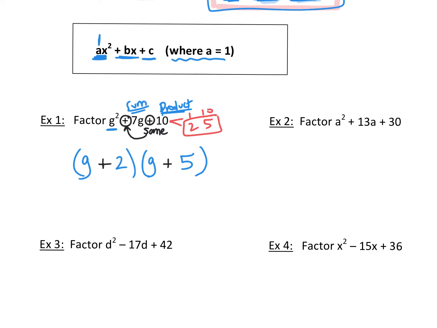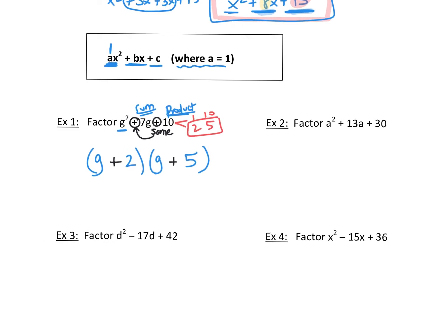Okay, try example 2. I'd like you guys to pause the video periodically and then come back. All right, so pause the video right now and try example 2 the same way.